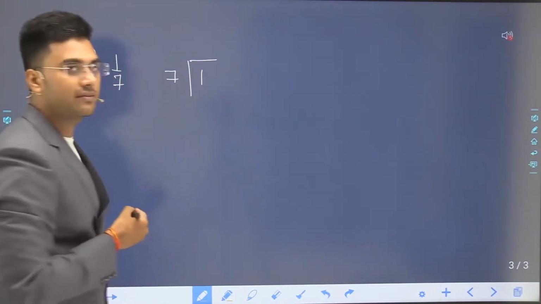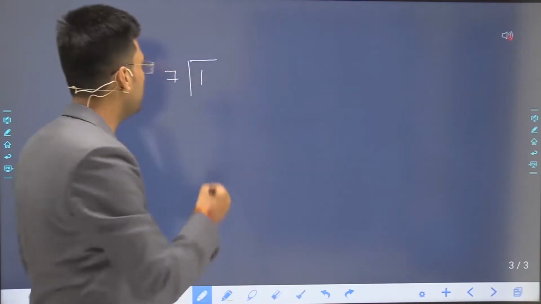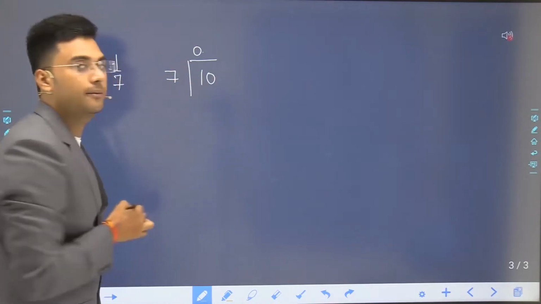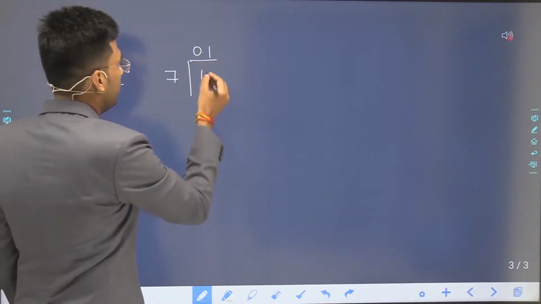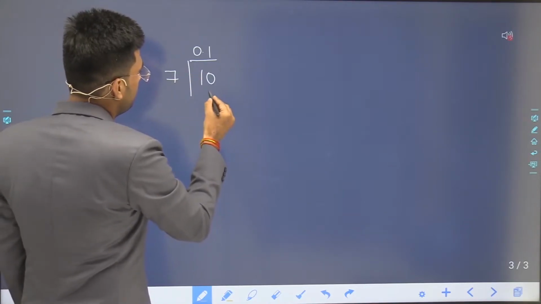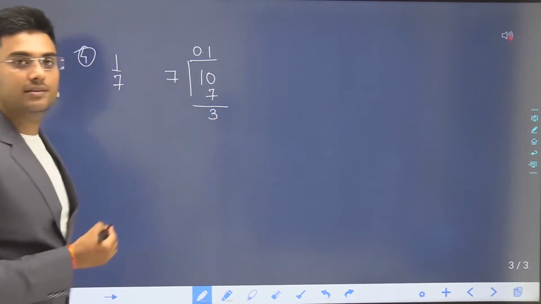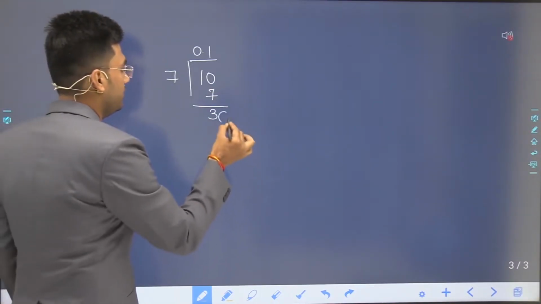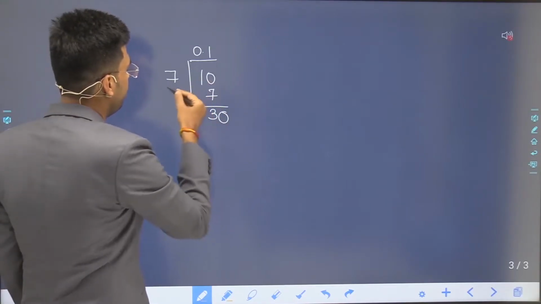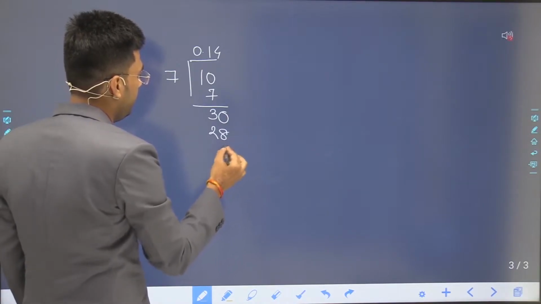1 divided by 7. 1 is not divisible by 7, so we use a decimal here. If we use the decimal, then it becomes 10. Now we divide it. 10 divided by 7 goes 1 time, remainder is 3. Now it becomes 30, and 30 divided by 7 goes 4 times, it is 28.